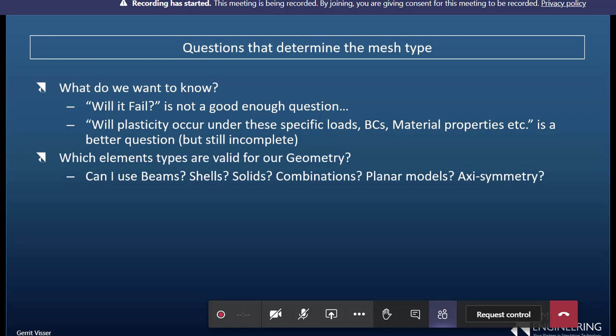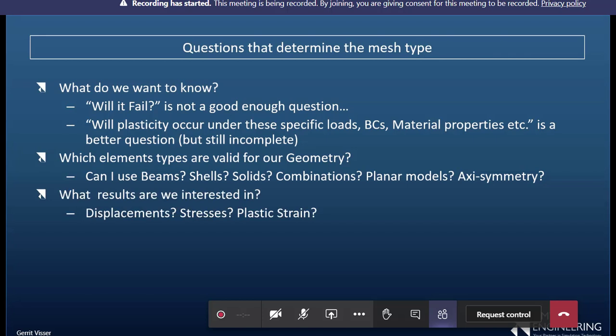Another question is, which element types are valid for our geometry? So we may ask whether we can use beams, shells, solids, possibly combinations of these. Can we use planar models? By that I mean plane stress, plane strain, generalized plane strain, the axisymmetry models, the Fourier axisymmetry, all of those. So that is determined by the geometry, whether it's physically possible. It doesn't necessarily mean it's the right element choice yet. It simply says I can use these but not those specific elements.